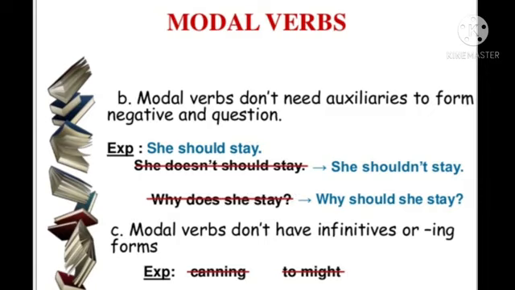Then the next thing is that modal verbs don't have infinitive or ing forms. That is, we cannot say "canning," "to might," "to shall," "to will." All these are wrong. So we cannot use "to" or the ing form with the modal auxiliaries.